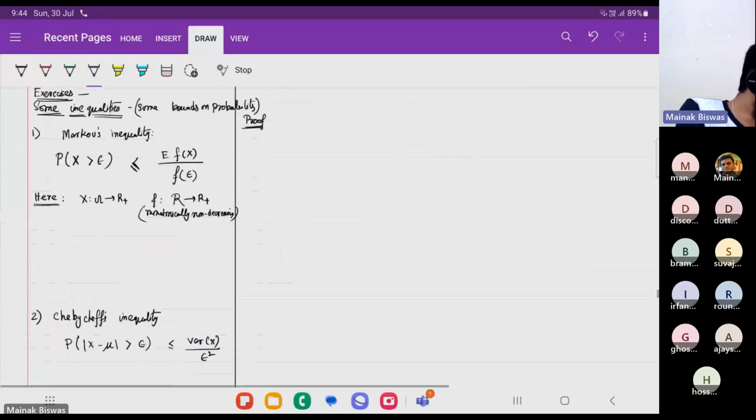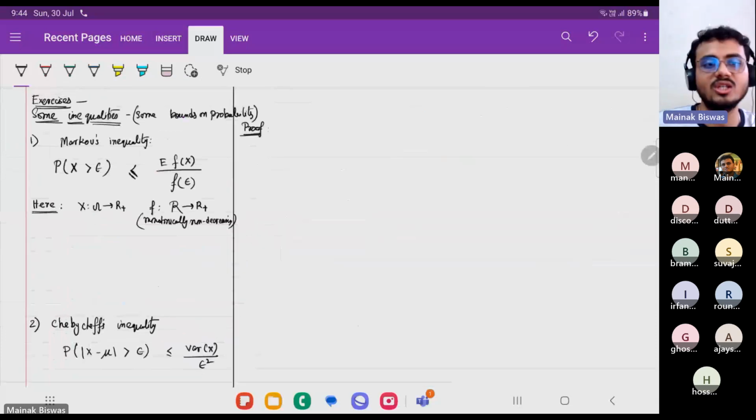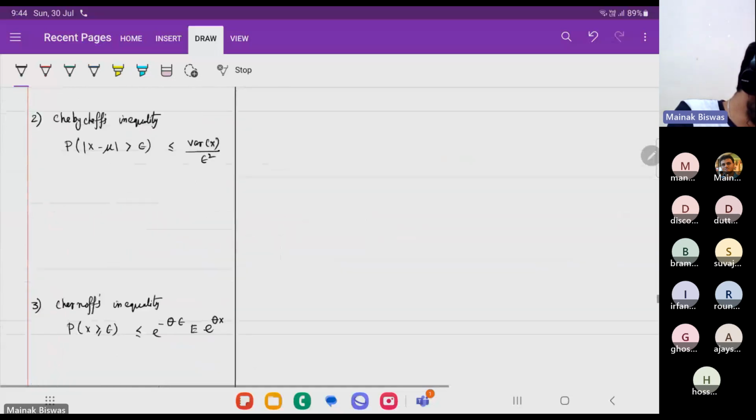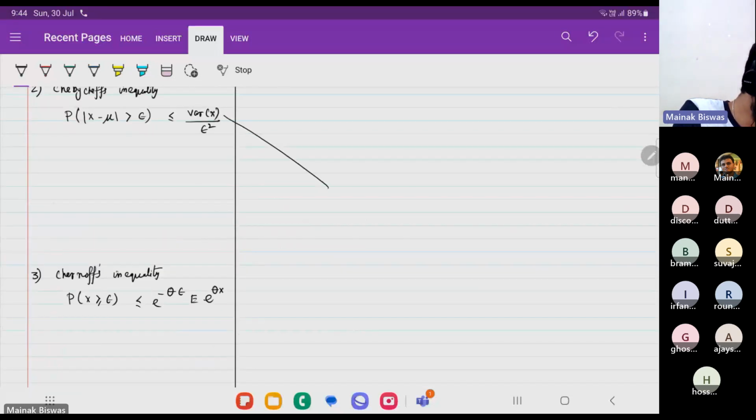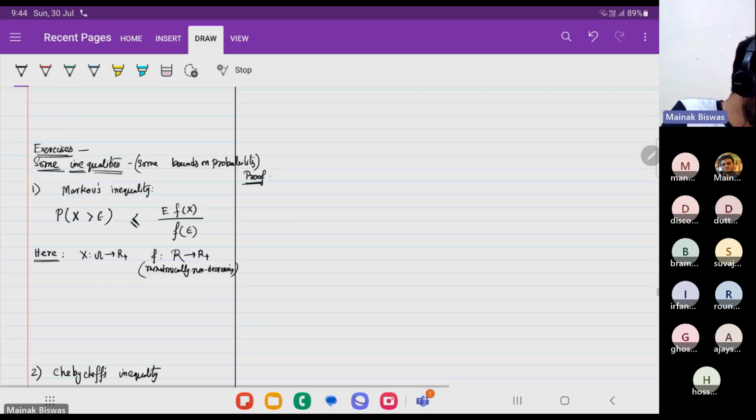So now I will do one application question, and then these two will be your homework. Please post these. These are just putting values to the question that I'm going to do. So this is known as the Markov inequality.